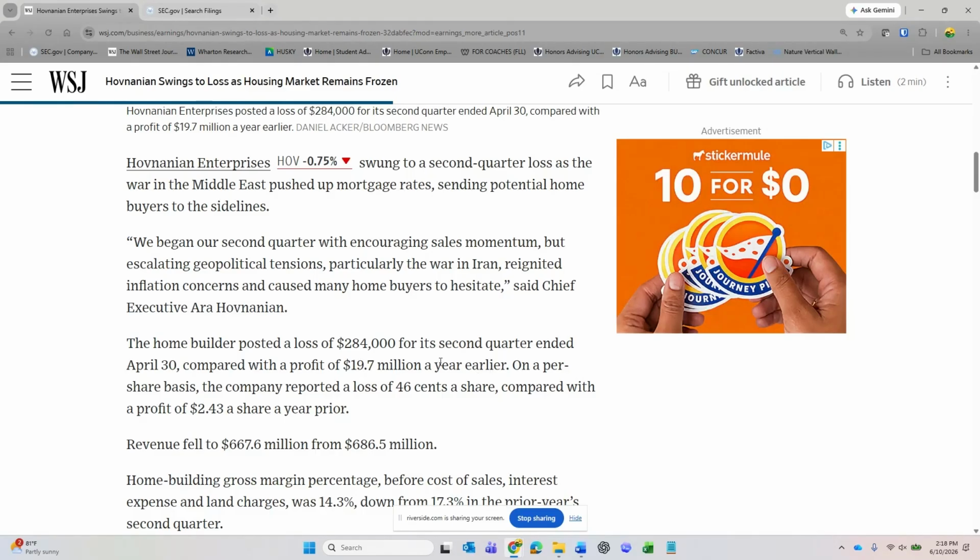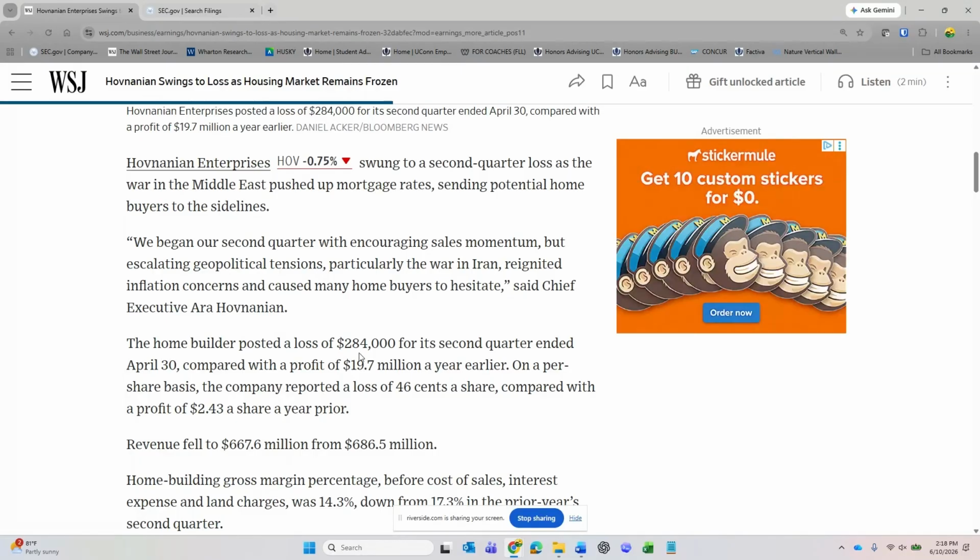So one thing to note, again, when you're comparing quarters, so they're talking about the second quarter, you don't want to compare the second quarter of this year with the first quarter of this year, because there is a lot of seasonality in many industries, including in home building. It is appropriate to compare the second quarter of this year to the second quarter of last year. So that's what we're doing here as well.